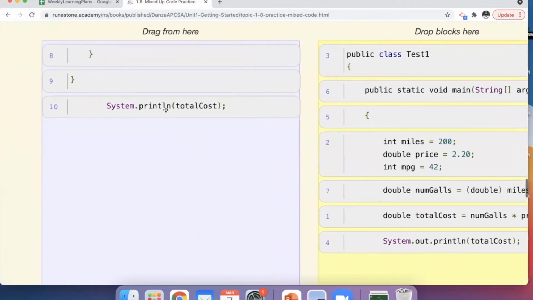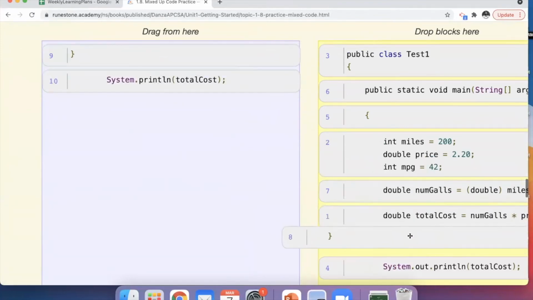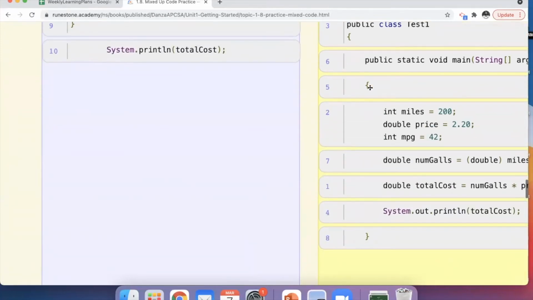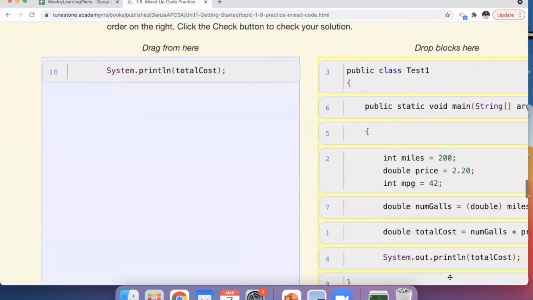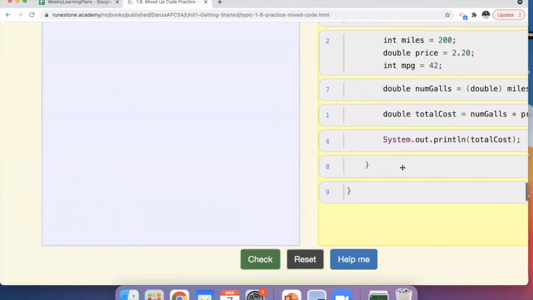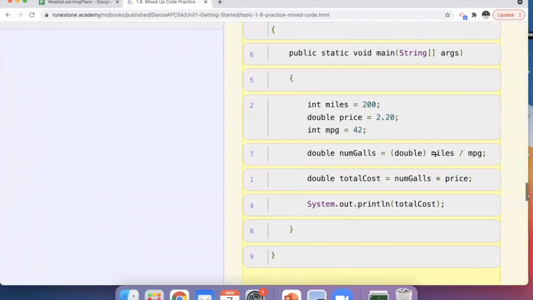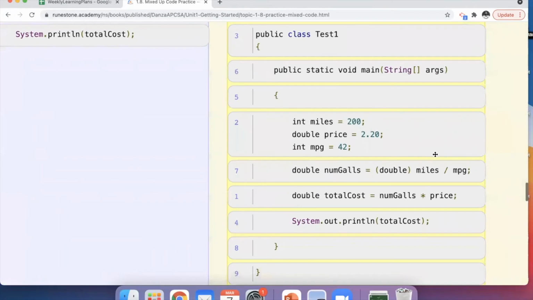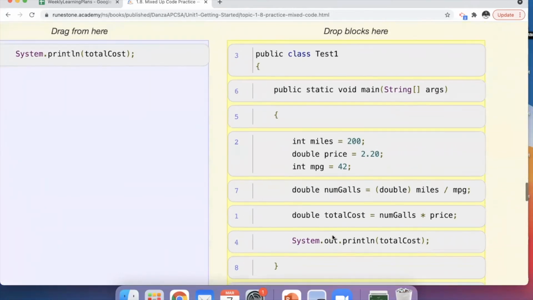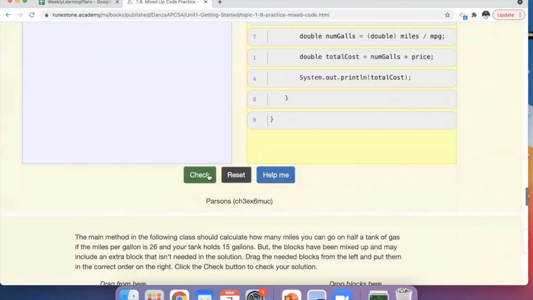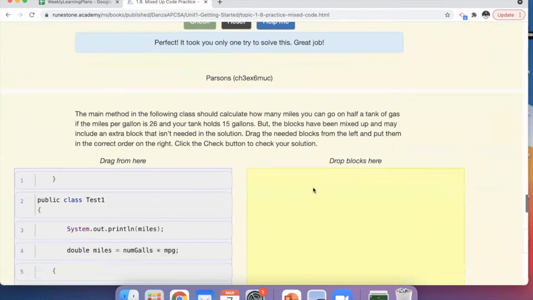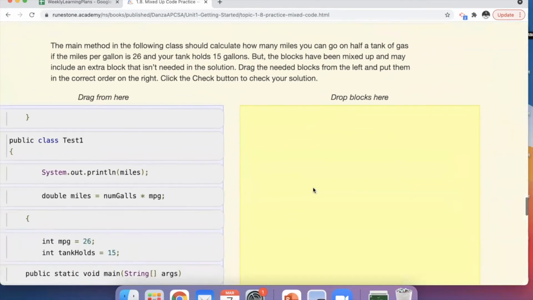The reason why we're not using this one is because it just says system.println instead of system.out.println. We're going to close our curly braces right here, line them up, and close our curly braces. Whoops, like that. All right, so it should read 3, 6, 5, 2, 7, 1, 4, 8, 9. Okay. So let's see if we're right. So far, so good.